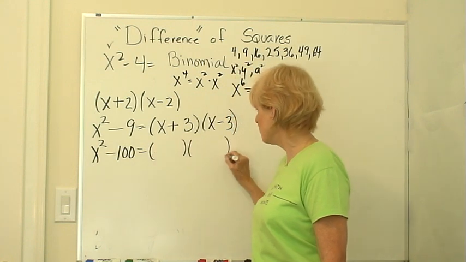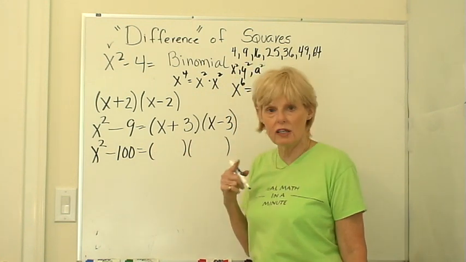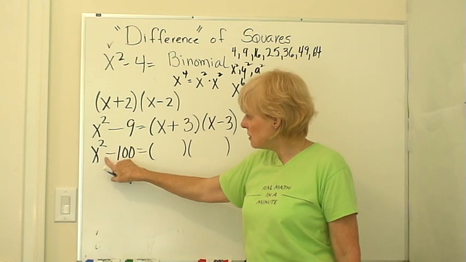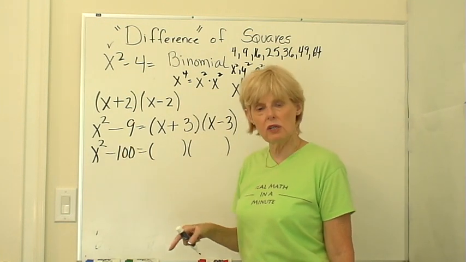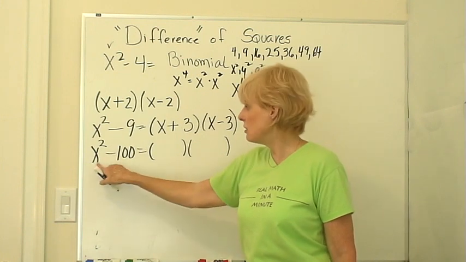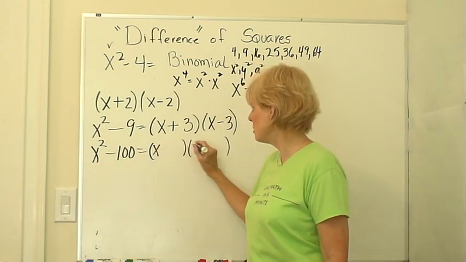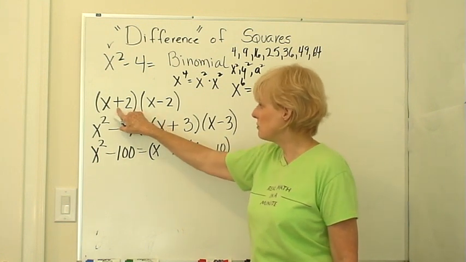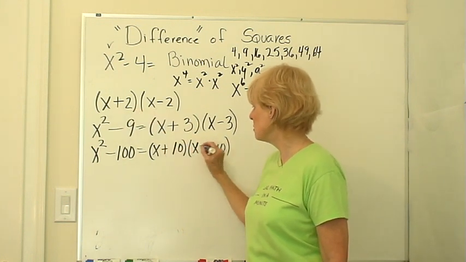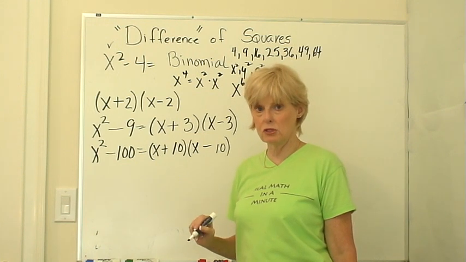Okay, I call this a little skeleton that I get started out here with. Is it a minus? Is it a difference? Yes. Is it a square minus a square? Yes. So take the square root of both, x times x, 10 times 10, and one is a positive and one is a negative. We'll see why in a moment or two when we check.